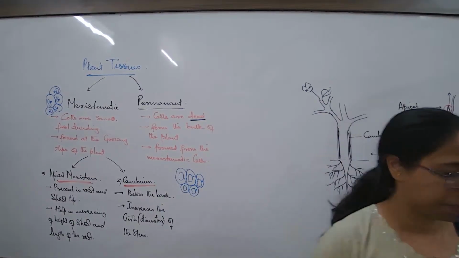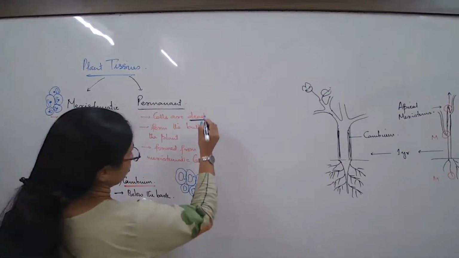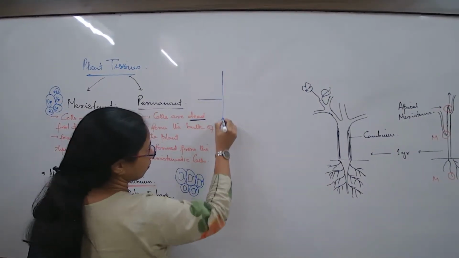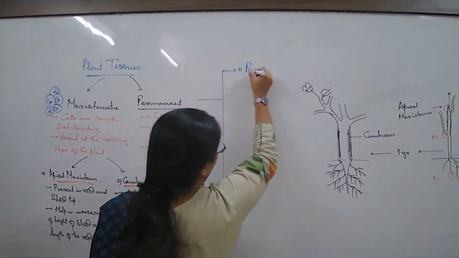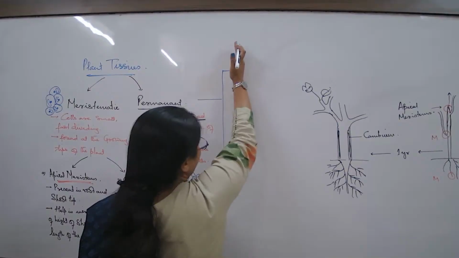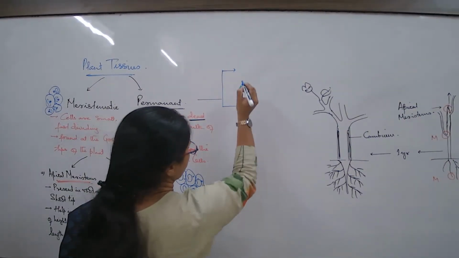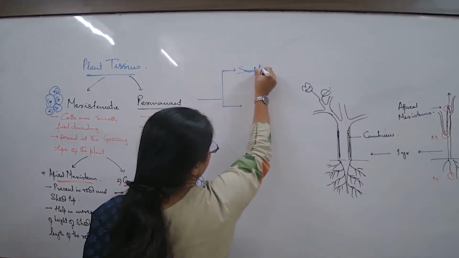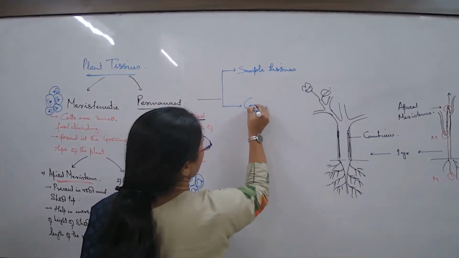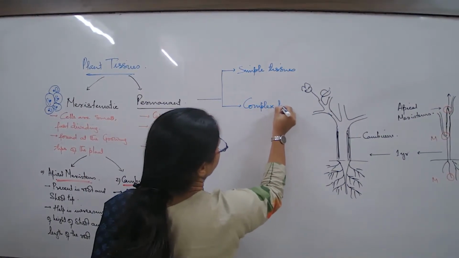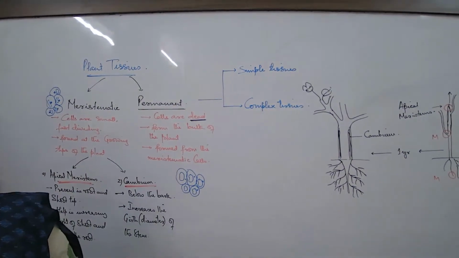Now let us talk about the types. What are the types of permanent tissues? The first is parenchyma. Okay, parenchyma, no. First, we will have to talk about the simple and the complex. Permanent tissues can be simple permanent tissues and complex permanent tissues.